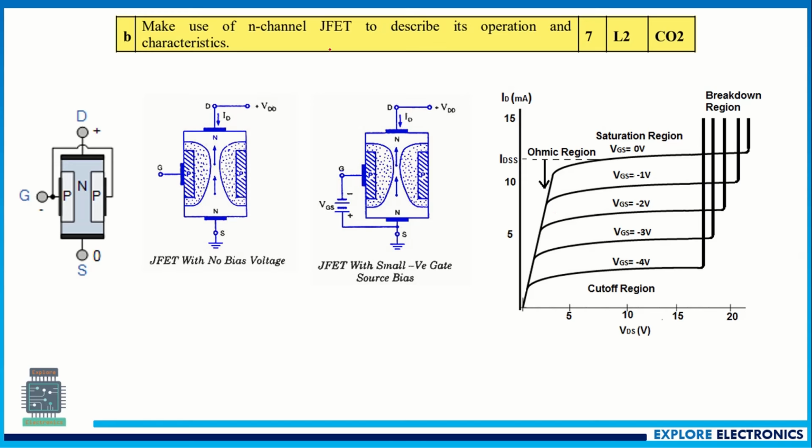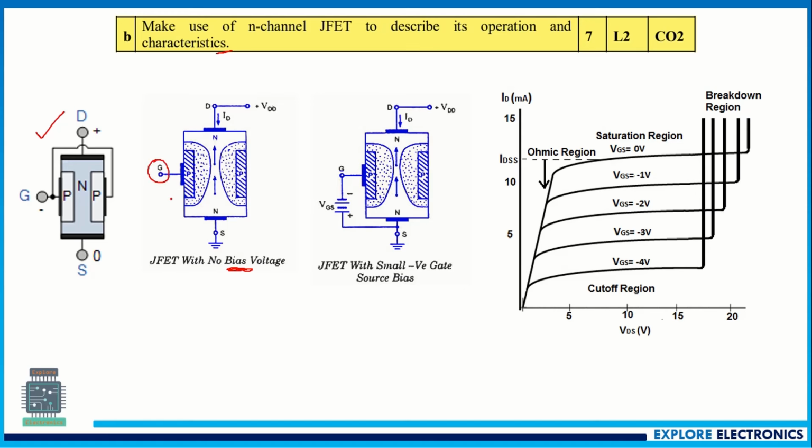Then make use of N-channel JFET to describe its operation and characteristics. This is the N-channel JFET structure. Here again within the N region we will be having 2 P regions, and we will be having a gate over here, and you need to explain the construction and then operation coming with no bias voltage.